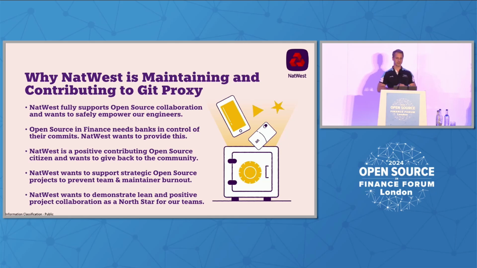So open source in finance needs banks in control of their commits. That's for the risk appetite, and NatWest wants to provide this. We need that as well, but as we travel along and contribute back, we are providing this for the whole industry. We are fixing defects in Git Proxy. We are adding new features to Git Proxy. As we are adopting, we are also making sure it is rock solid from a security point of view and enterprise ready from a resiliency and scalability point of view. So NatWest is a positive contributing open source citizen and wants to give back to the community.